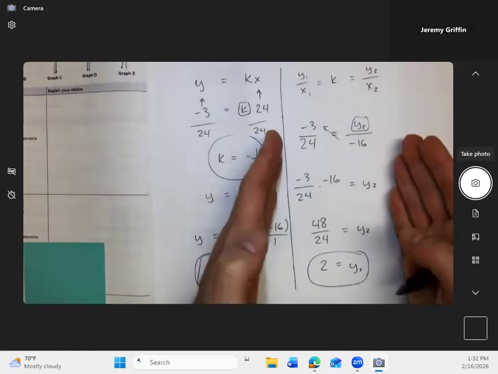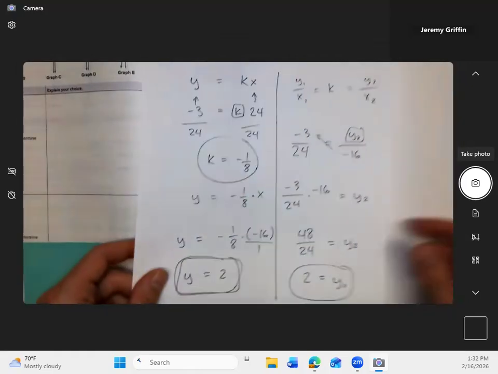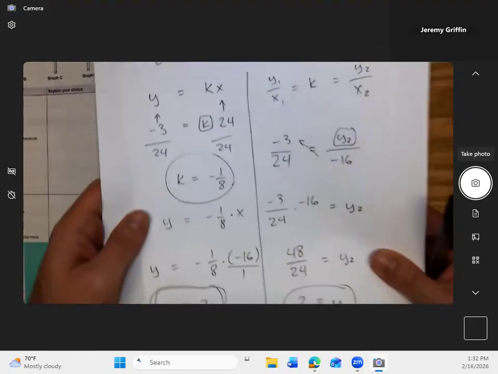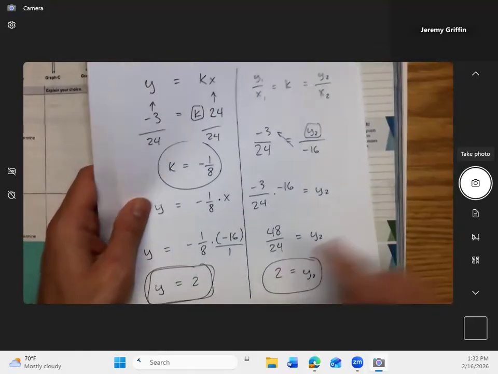The right half of the paper is a lot closer to your book's explanation if you're going through reading the book and going through their explanation. But either way, you get the same answer.